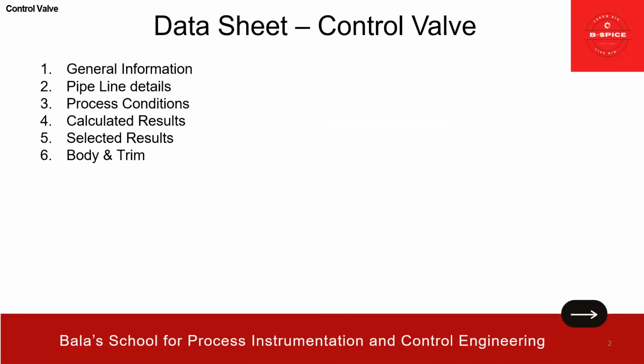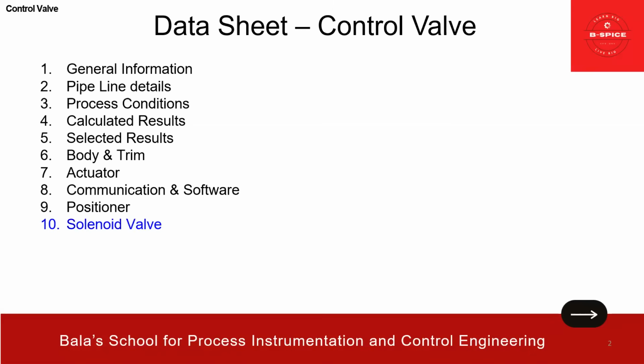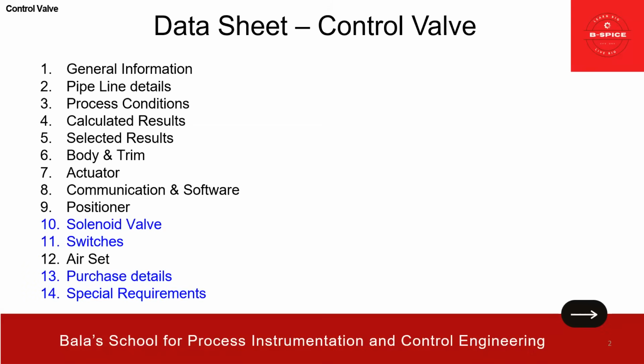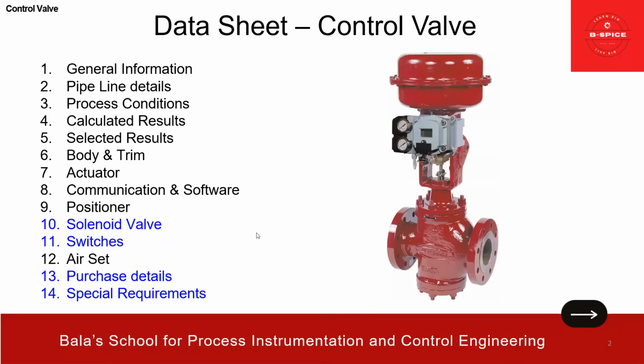Then number 6, body and trim. Number 7, actuator. Number 8, communication and software. Number 9, positioner. Number 10, solenoid valve. Number 11, switches. Number 12, asset. And number 13, purchase details. In addition to this, there is also a section, special requirements. We'll see all these 14 aspects in the upcoming slides. Friends, I think the agenda is clear.